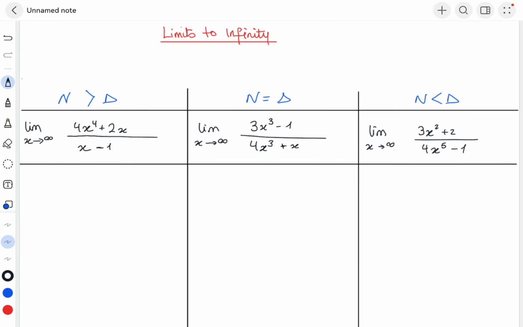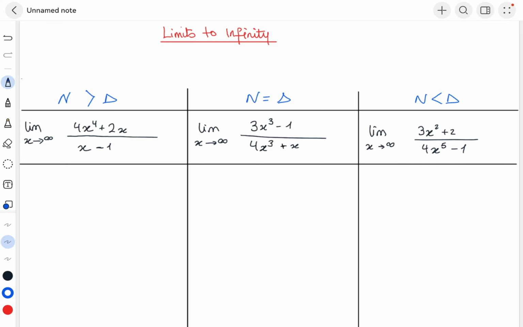Today, we will be talking about limits to infinity. Limits are a very important part of math, where they describe what value something is approaching as you get closer and closer to a certain point. Today, we will be tackling limits as they tend to infinity.